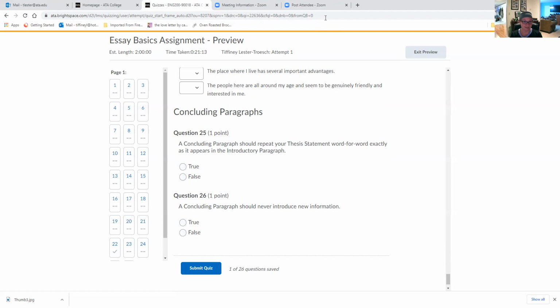Hopefully it doesn't. Just do your best, but know that you will be able to make corrections if needed. It is important that we learn this information before we get too far into research and APA format.